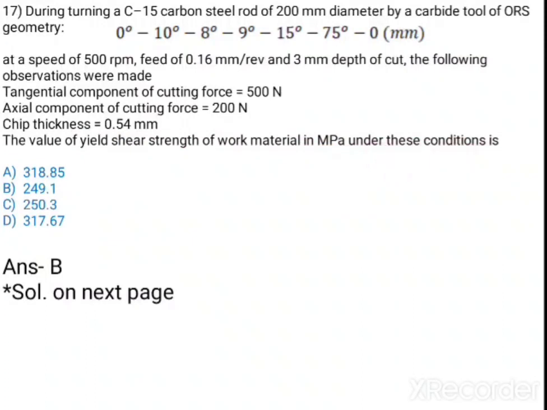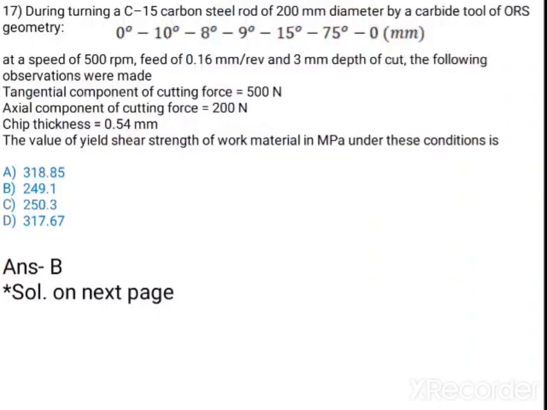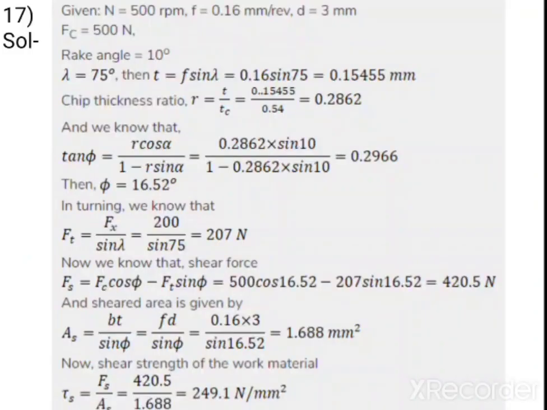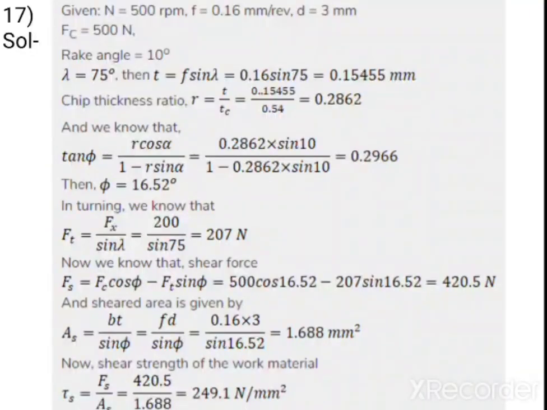So let's see the solution for that. In this question, the speed is given as 500 rpm, feed is given as 0.16 mm per revolution, and the depth of cut d is 3 mm. Then Fc, the tangential component of cutting force, is 500 Newton. Axial component of cutting force Ft is 200 Newton.